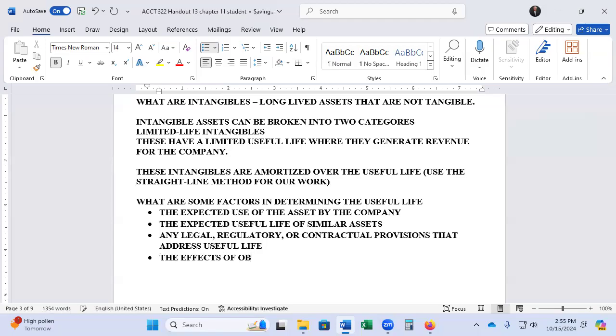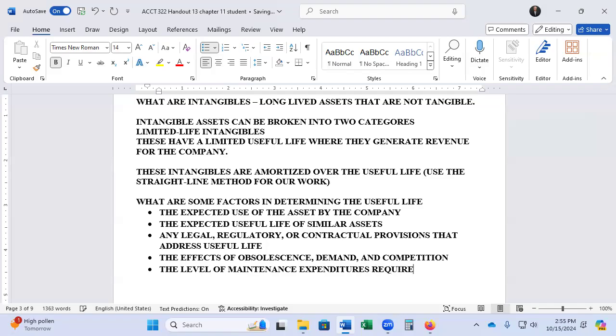The effects of obsolescence, demand, and competition. And the level of maintenance required to obtain future cash flows.